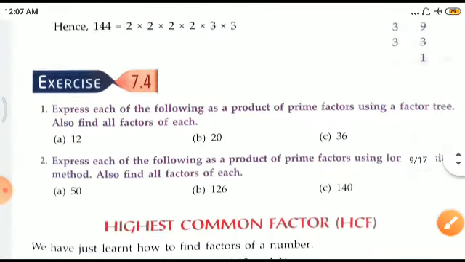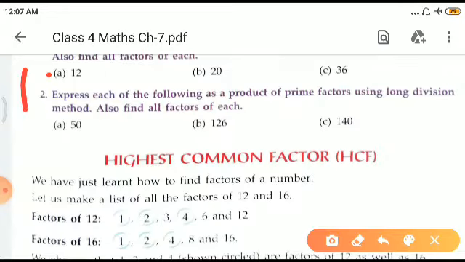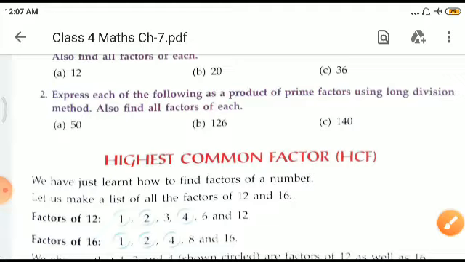Similarly, let us do exercise 7.4 as product of primes. See 12. The number is 12. 12 is written as 3 into 4, which can be 3 into 2 into 2, or 2 into 2 into 3, right? This is how it is written. Now we have to use the long division method for finding them.